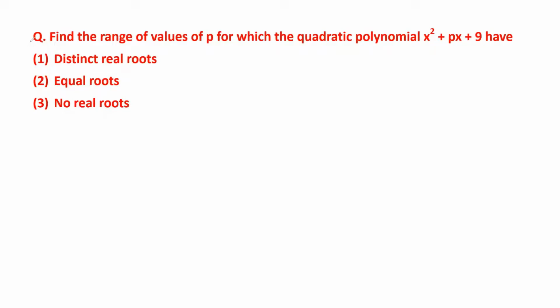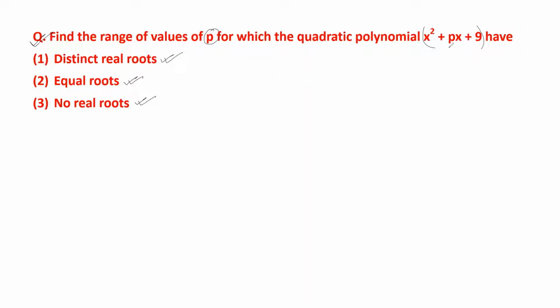Now let us see this question. Find the range of values of p for which the quadratic polynomial x square plus px plus 9 have two distinct real roots, equal roots, no real roots. Well, to find the range of values of p for which we'll be getting distinct roots, equal roots, or no real roots, let us try to take the help of the discriminant of a quadratic equation.